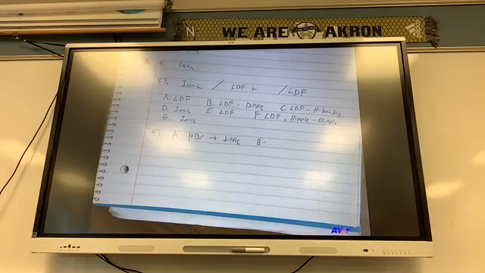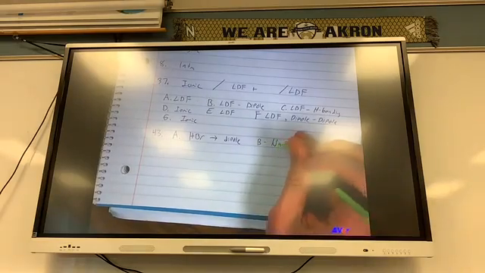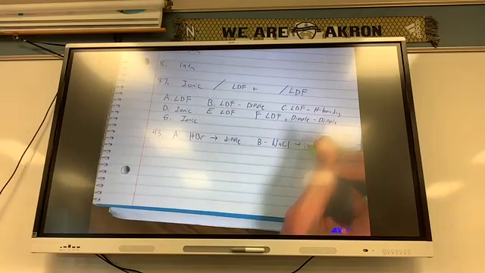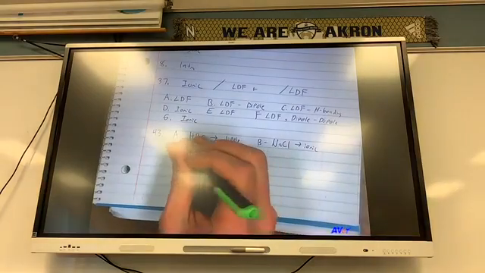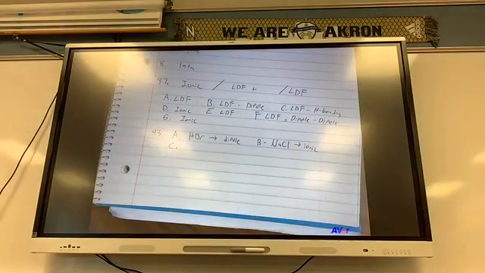Okay. So 43, which one has the strongest? NaCl. Why? It's ionic. C, lowest vapor pressure. That means the least evaporation. So we're looking for the least intermolecular forces.